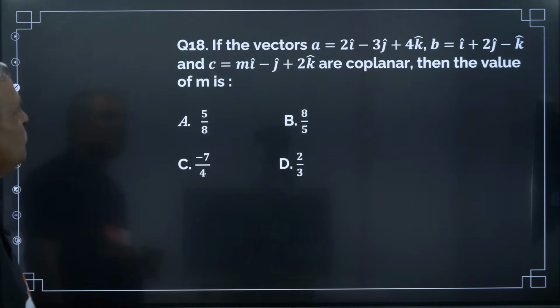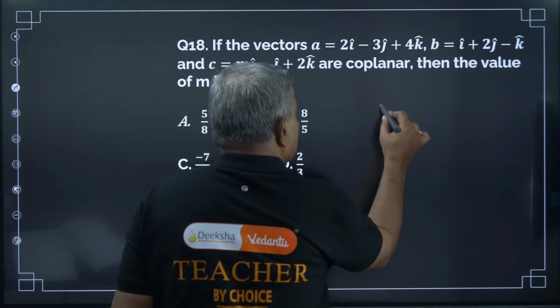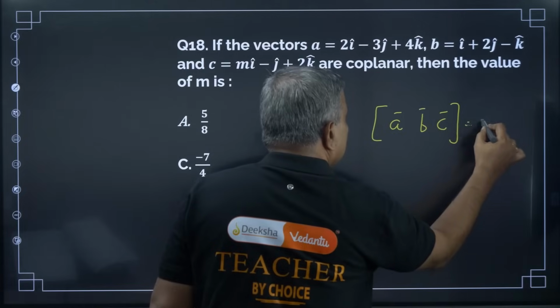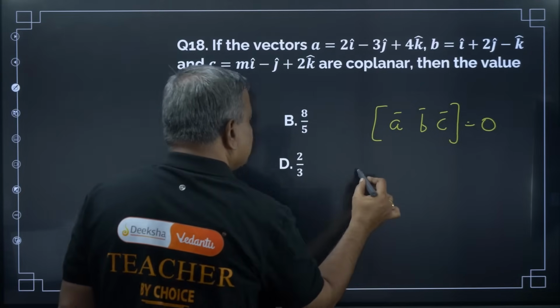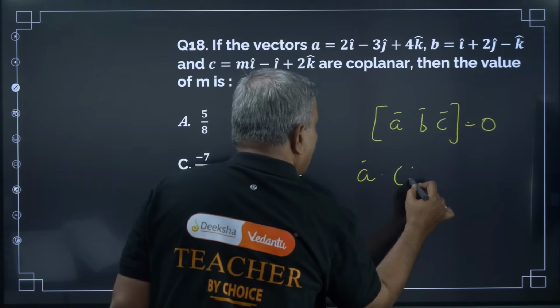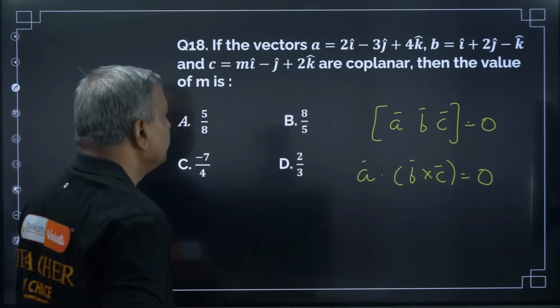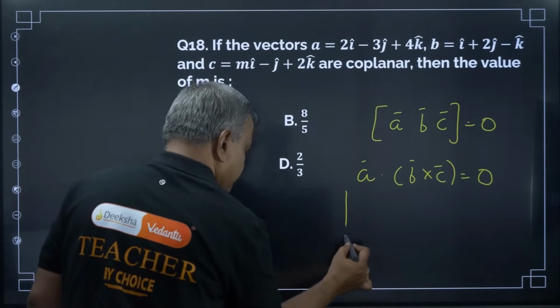If vectors A, B, C are coplanar, what is the concept? Box ABC equal to 0. That is the concept. What is box ABC? A dot B cross C is equal to 0. Or what we do, determinant.